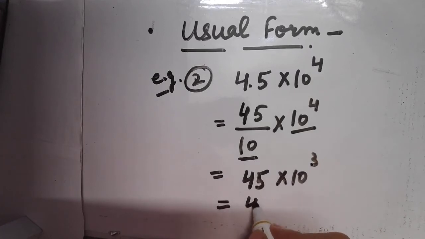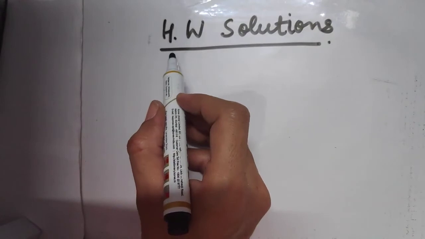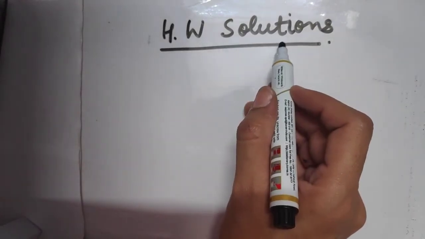So it will be equal to 45,000. So this is very simple. This will be the answer of this example. I hope you have understood all the cases of usual form as well as the standard form. Now I will be discussing the homework solutions of the previous lecture.